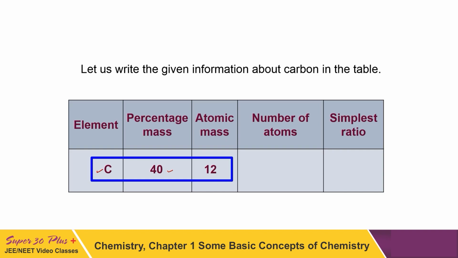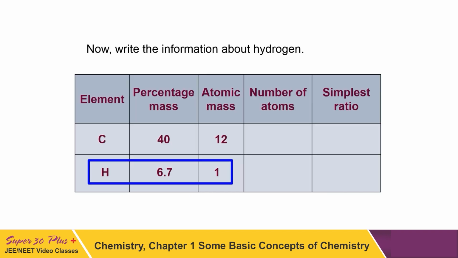Similarly, we did for carbon. Now we will do it for hydrogen. Hydrogen is another element. Its percentage is given as 6.7 and the atomic mass of hydrogen is 1. So the first column is element, the second column is percentage, which is given in the question, and the third column is atomic mass. Carbon 40 and 12, hydrogen 6.7 and 1.